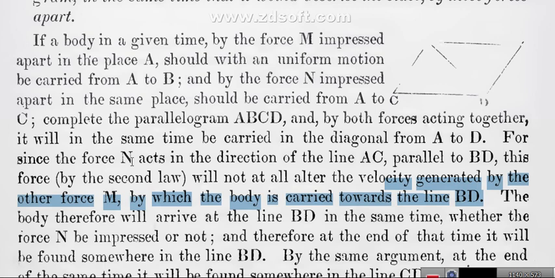And here we need to consider this particular line. Since the force N acts in the direction of the line AC, which is parallel to BD, this force by the second law will not alter the velocity generated by the force m. So this force N will not alter, and has nothing to do with, the force m which is acting horizontally. Newton is saying that they are kind of separated. They do not influence each other.